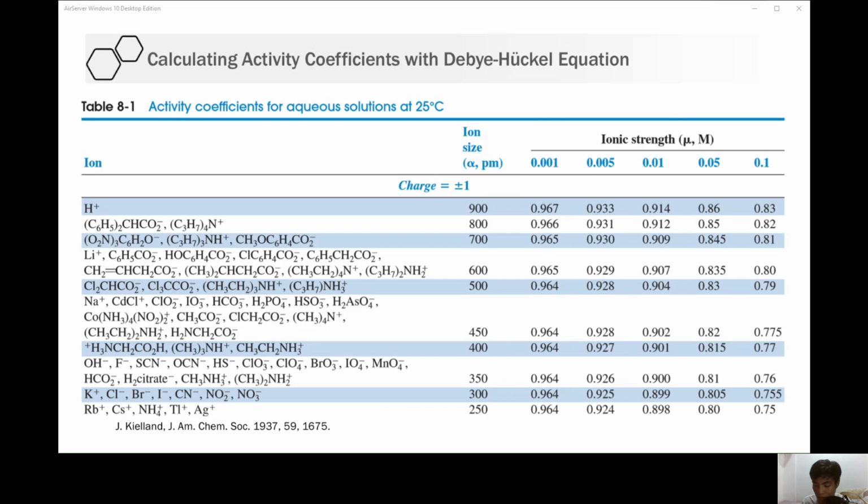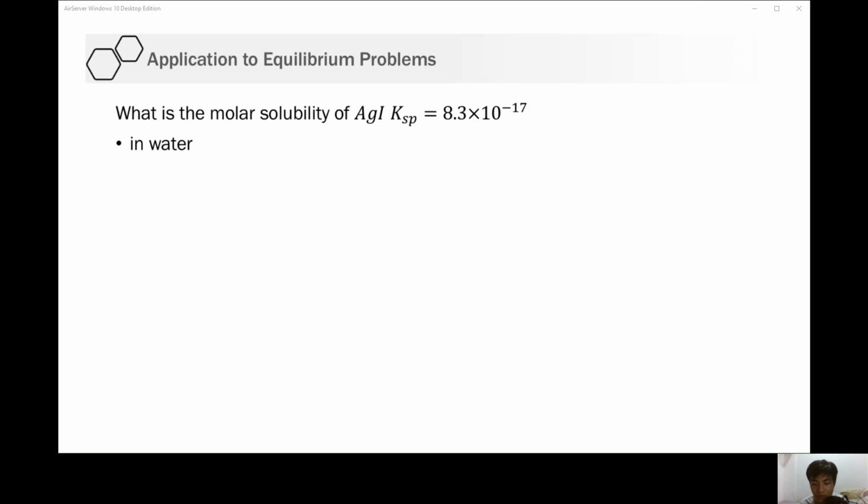Okay, so let's have the first one. So the first question asks us about the molar solubility of silver iodide, whose Ksp is 8.3 times 10 raised to negative 17 in water. And then later on, let's check the effect of 0.05 molar potassium nitrate to this precipitate.